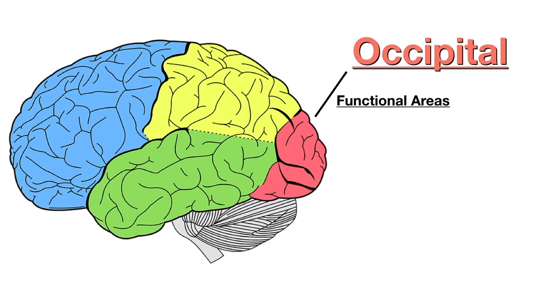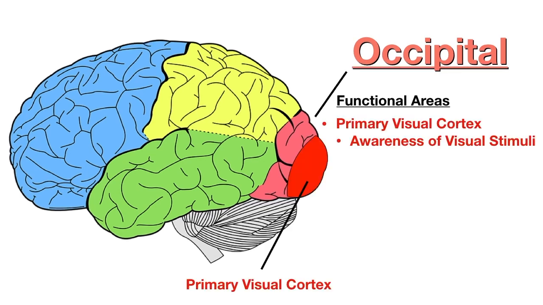Similar to how there was a primary cortex in both the frontal and parietal lobes, we're going to see another primary cortex in the occipital lobe. This time it's going to be the primary visual cortex. Remember, it was the primary motor cortex in the frontal lobe and the primary somatosensory cortex in the parietal lobe. The primary visual cortex is located in the back of the occipital lobe, and its job is to provide us with conscious awareness of visual stimuli. So the eyes will send visual information to the primary visual cortex, which will make us aware of that stimulus.